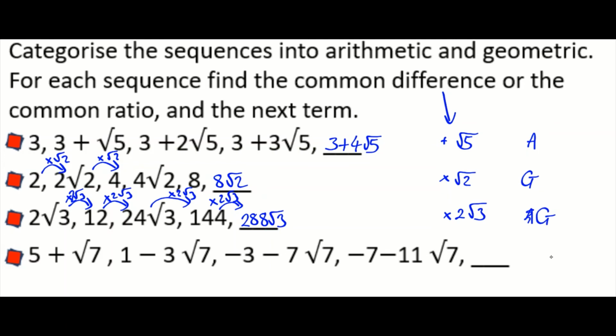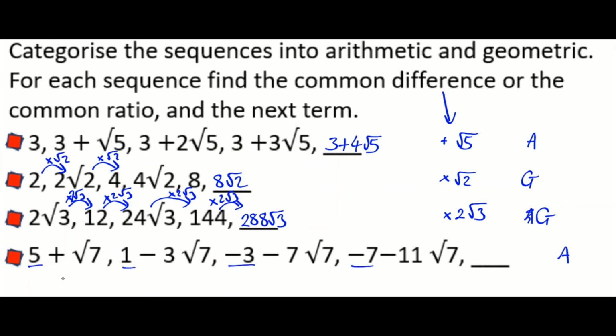And finally, this next sequence, we have got lots of terms and all the terms have got some surds in, suggesting that's arithmetic. So 5 plus root 7, 1 minus 3 root 7, minus 3. Well, let's split it up. Let's look at just these numbers here first.